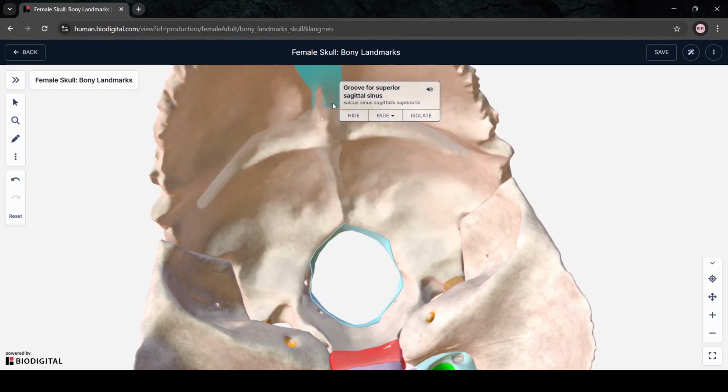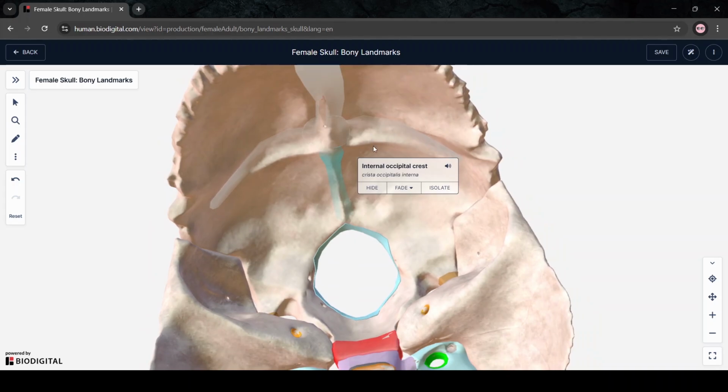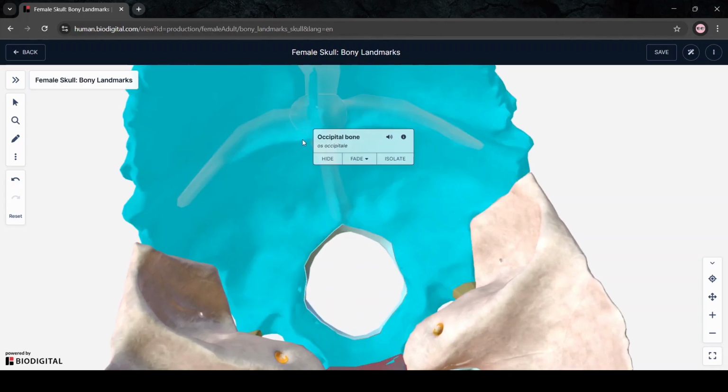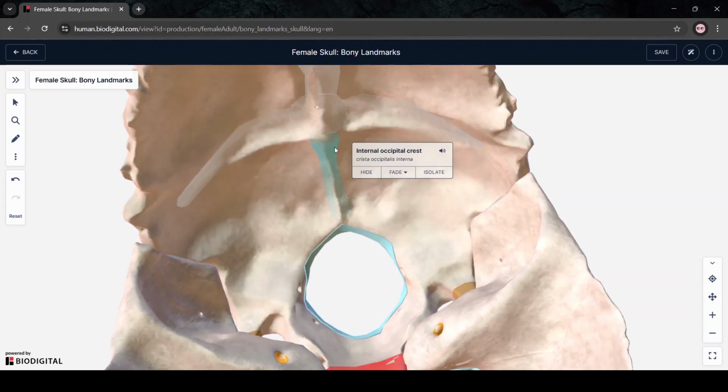It's not locating. Yeah, there. The internal occipital crest. This is not touching for some reason. Okay. The internal occipital crest is, let's say, the line.